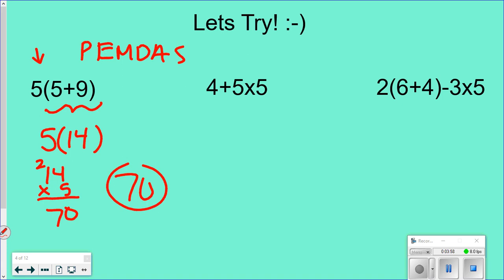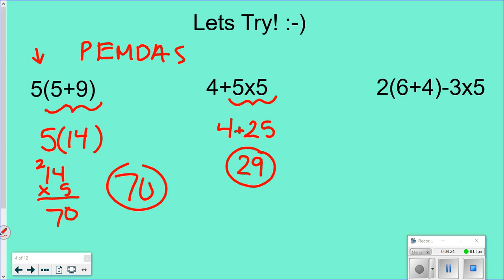I have 4 plus 5 times 5. I have nothing in parentheses there, but according to "please excuse my dear Aunt Sally," I'd have to use my multiplication first. I have addition and multiplication in there, and multiplication is the most important. So we're going to do this first, 25, and then we're going to bring down everything else that we did not use yet, and now I have 4 plus 25, what I have left over, and I have 29.